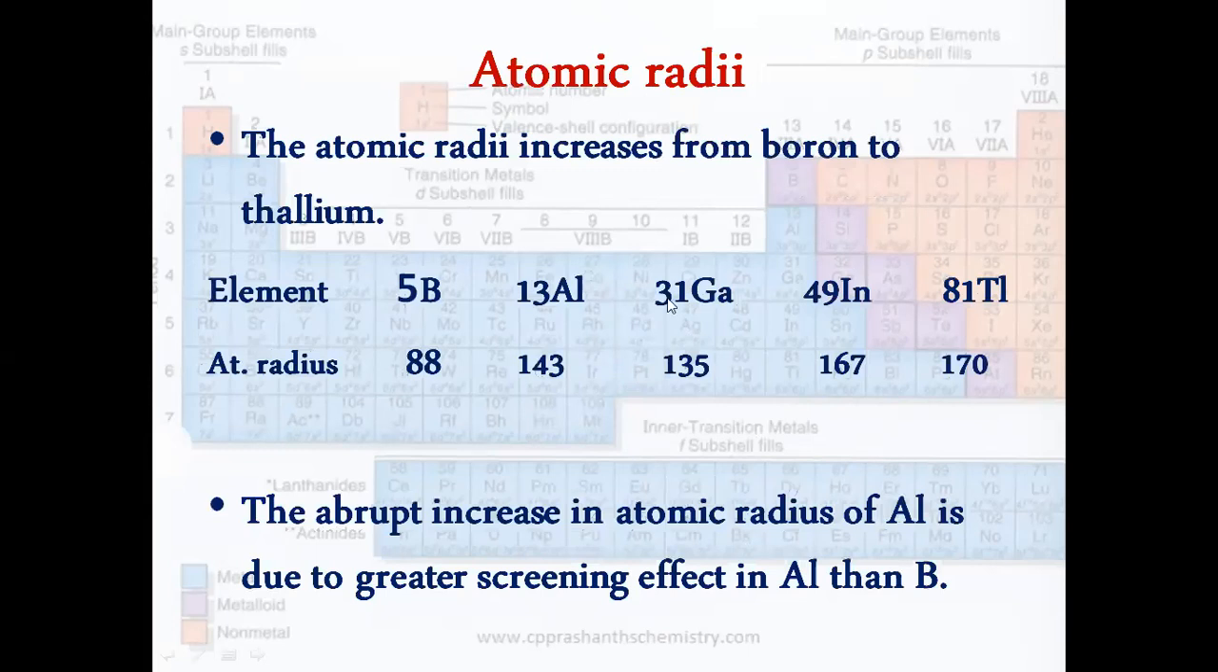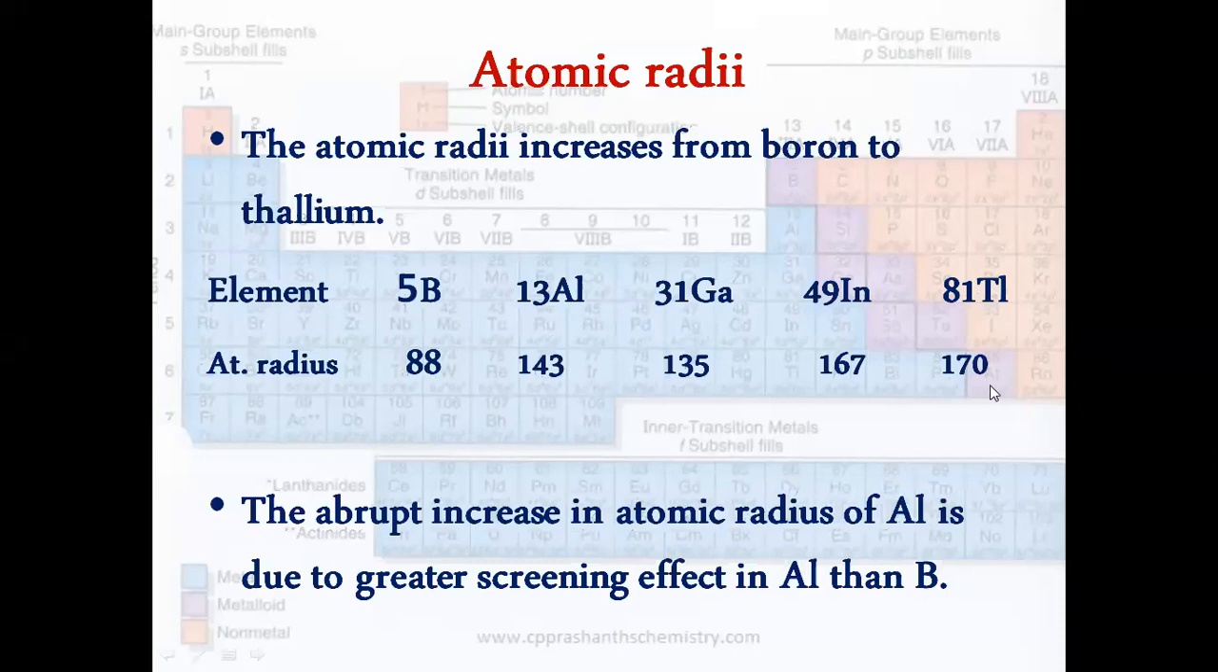Now, with regard to boron, aluminum, gallium, indium, and thallium, the atomic radius increases from boron to thallium. As you might have studied in 11th standard, as we go down a group, the atomic number increases and electrons are added to a new shell, and because of this the size increases, though the shielding effect also plays a role.